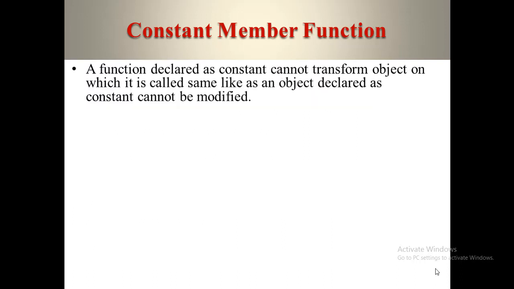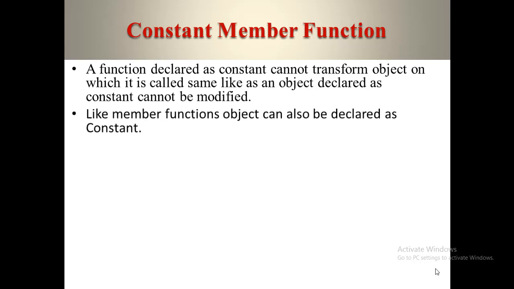A function declared as constant cannot transform object. It means it cannot change the object on which it is called. Same as an object declared as constant cannot be modified. So in short, the object that is declared as constant and a function that is declared as constant cannot change the object. So in short, like member functions, objects can also be declared as constant.